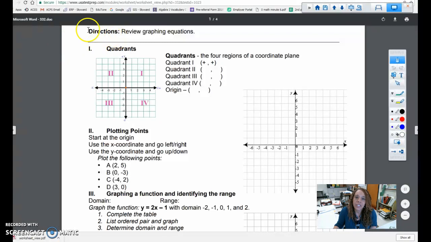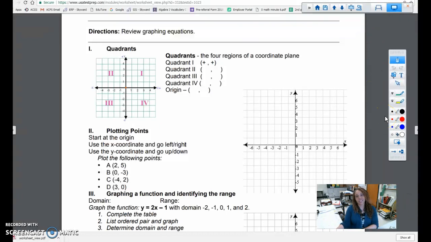Okay, jumping right in. The directions tell us to review graphing equations. It doesn't actually tell us to do anything, so those are terrible directions. We're going to go in and talk about what each of these are. Everything on here you should be able to know how to do as far as graphing linear equations. Linear equations, like that word says, line, are equations that create a straight line in some direction.